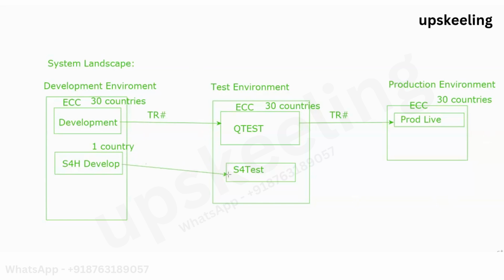Then you will move the changes of this one country's settings to this S4 HANA test server using a transport request. Here the transport paths are different. The changes you do for this one country here will be live here, and the changes of the US will be here. And once the changes are available in the test system, you will create another round of production system, which is nothing but an S4 HANA system.